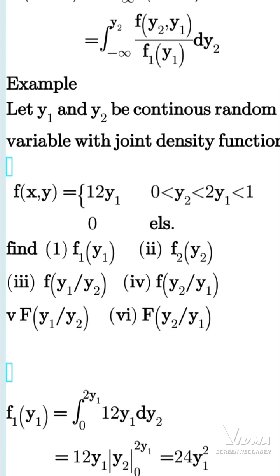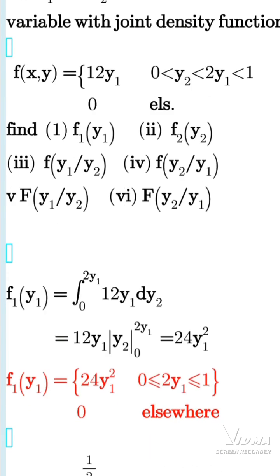So we have some examples here. Let y1 and y2 be continuous random variables with joint density function. We have to look for f1(y1). f1(y1) simply means that we are integrating with respect to y2. This function, recall, they gave us the boundary. They gave us the boundary of y1 to be 0 to 2y1. You can see clearly from the boundary 0 to 2y1. Then when you integrate, that will be 12y1 dy2.